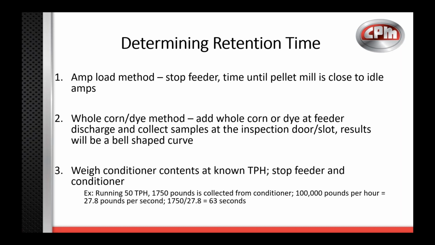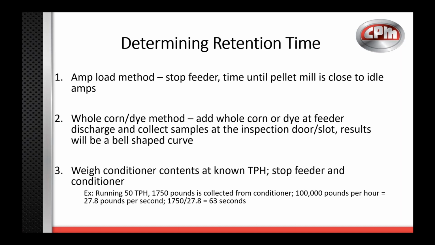The second method is the whole corn or die method. And again, you'd be running at your desired capacity, where you would then add a die or whole corn at your feeder discharge, and then proceed to collect samples at the inspection door of your pellet mill and record your results with time. The results you're going to see are going to be in a bell-shaped curve because a conditioner is not a first in, first out vessel, meaning that you might add in your die all at once, but some is going to trickle out at the beginning, and then you'll see it gradually increase, maybe plateau off, and then gradually decrease.